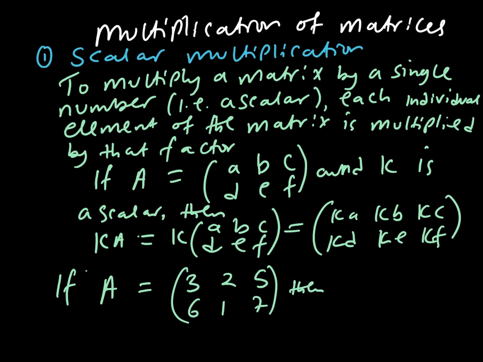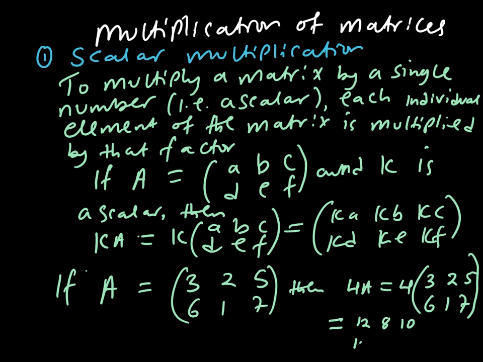Then 4A will be equal to 4 into 3, 2, 5, 6, 1, 7. That means we multiply each of the elements of A by 4. This will be 4 times 3, which is 12. 4 times 2 is 8. 4 times 5 is 10. 4 times 6 is 12. 4 times 1 is 4. And 4 times 7 is 28. So 4A gives us 12, 8, 10, 12, 4, and 28.